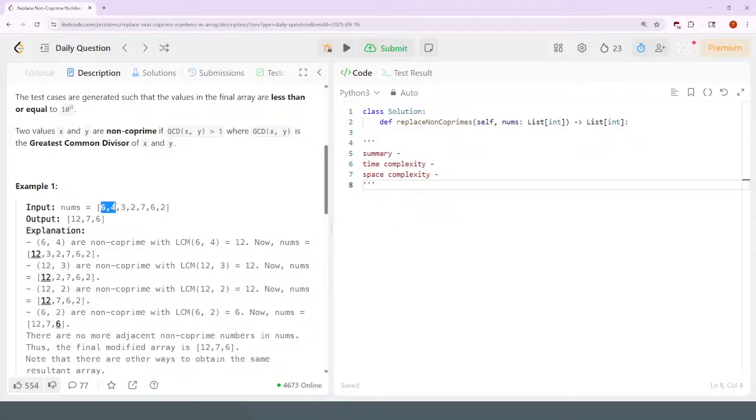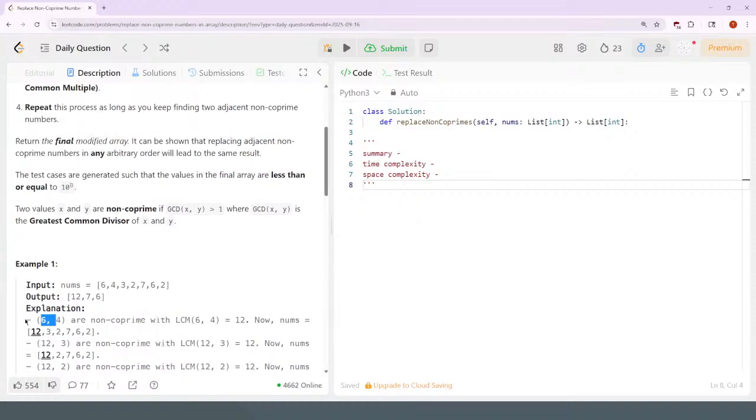Okay, so 6, 4, there's a common prime factor of 2. 4, 3, that should be replaced with 12, I think. Oh, wait. Am I thinking of the thing backwards? 6, 4 are non-coprime. Two values are non-coprime if the greatest common divisor is greater than 1. Okay, yeah, I think I'm thinking backwards. I'm thinking coprime rather than non-coprime.